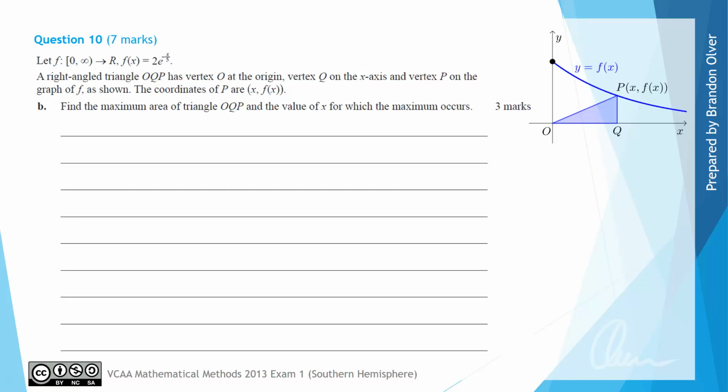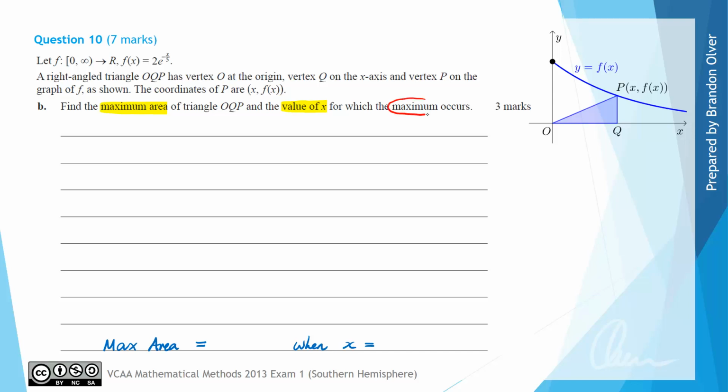For part B, we're asked to find the maximum area of the triangle OQP and the value of x for which this maximum occurs. And now, because the question asks for two things, the maximum area and the value of x, we need to remember to answer both of those things. So as a prompt, we're just going to write at the bottom of our page that the maximum area is equal to, and we'll fill that out in a moment, and that occurs when our x value is equal to something, which we'll answer in a moment as well.